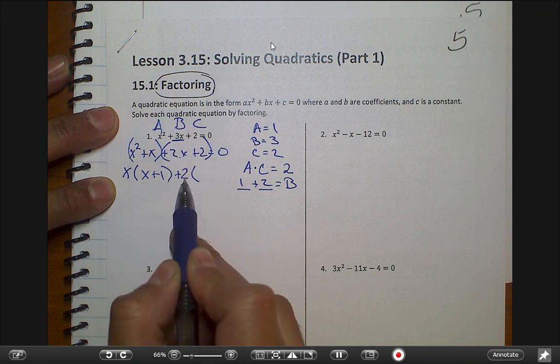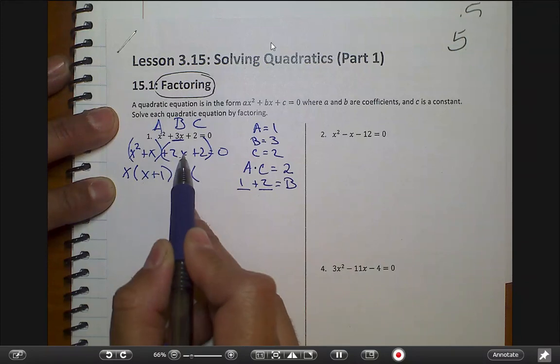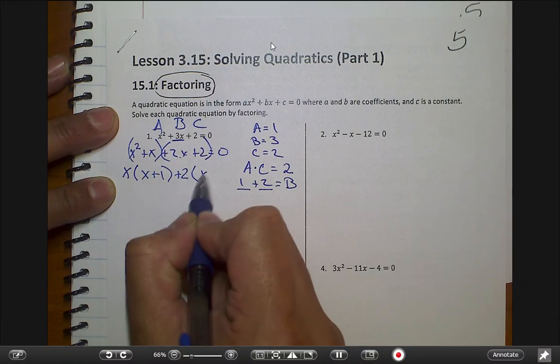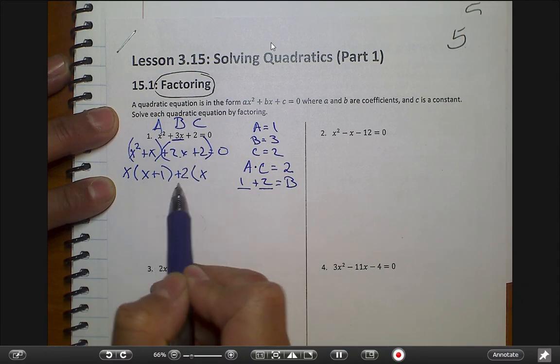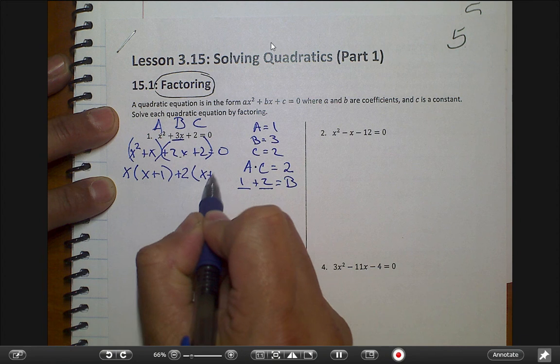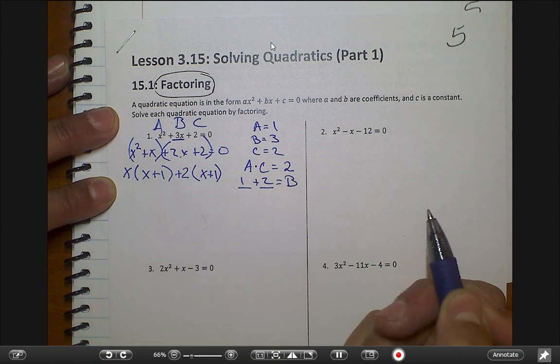2x divided by 2. Just x, right? Because 2 divided by 2 is 1, right? Yeah. And then there's nothing to cancel out the x, so it's just an x. And then 2 divided by 2, so positive 1. There we go.